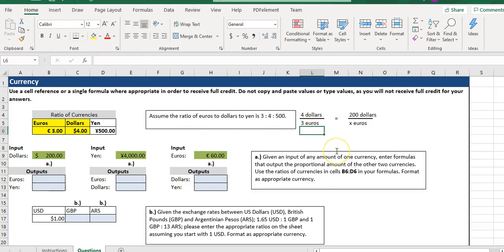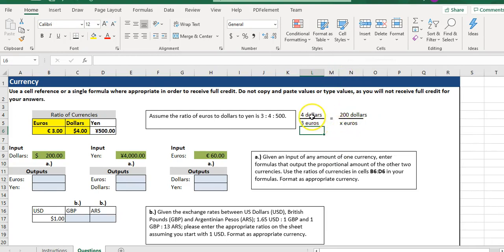So when we're solving ratios, we cross multiply, right? So I want to solve this ratio by cross multiplying. I'm going to ignore my euros and dollars right now. I'm going to do 4x, and I'm going to set it equal to 200 times 3. So all I did was cross multiply. 4 times x is 4x, and 200 times 3, and that's where I came up with this.